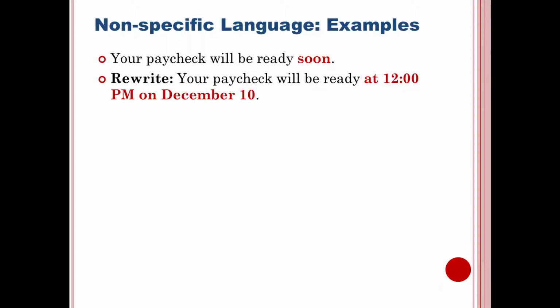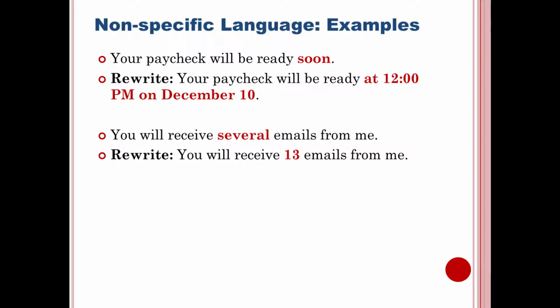Another example, you will receive several emails from me. If I use the word several, which is non-specific language, then you don't know how many. Am I going to send you 3, 150? What am I going to send? Now, if I use a specific number and say, you will receive 13 emails from me, you know that at number 13, you've received all you're supposed to and nothing is missing. But if you only receive 11, you can email me back and say, hey, 2 emails were missing. I'm missing some information. This way we have the clearest communication.